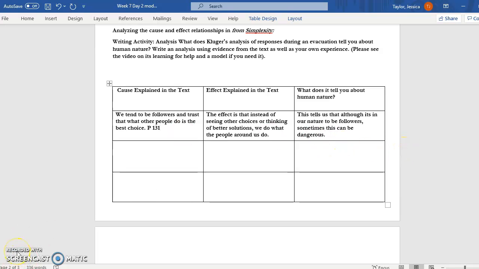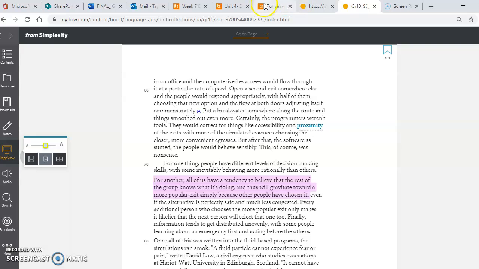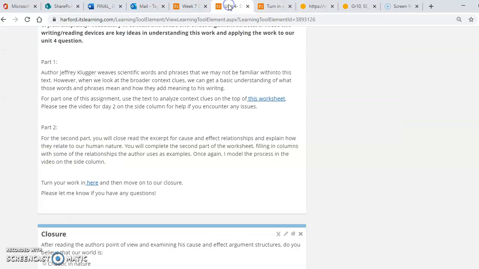If you have trouble with this, please reach out and let me know, and I can help you work through it. But after you've completed this document, your next step is to go back to the It's Learning page and turn it in. So I do have a link here for you to turn it in.